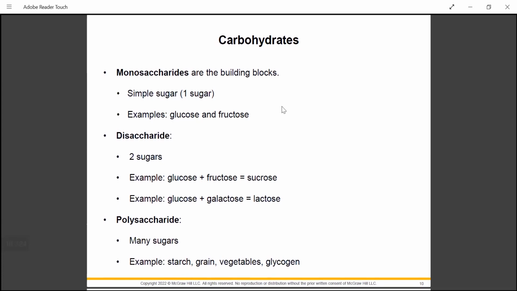And then polysaccharides could be many sugars. Something that has 3 sugars is a polysaccharide. Something that has 3,000 sugars would be a polysaccharide. Once you get above 1 and 2, then you fall into this polysaccharide category. This is what we usually would think of when we're talking about carbohydrates. So starches are grains. Vegetables tend to have a fair bit of carbohydrates in them, not compared to our starches and grains, but more than anything else. And glycogen, remember, is our stored form of glucose.